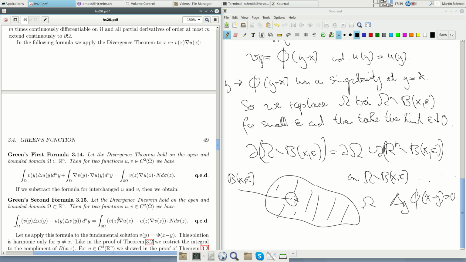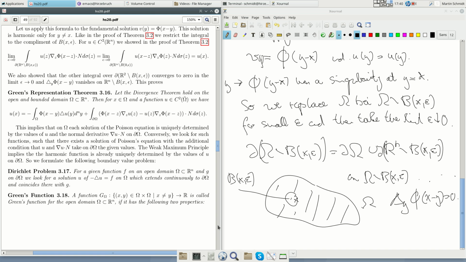Here, this vanishes in the limit epsilon goes to 0. But this term here goes to u of x. Now we bring it to the other side, and we have u of x equal to these two terms and minus this term. And this is now exactly this Green's representation formula, where we inserted that v is equal to phi. So now we have proven Green's representation theorem.